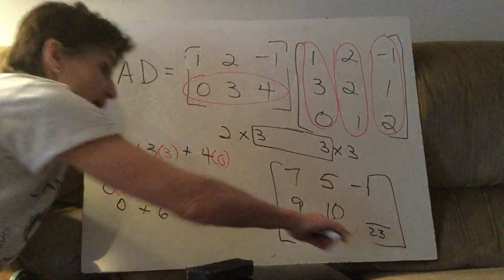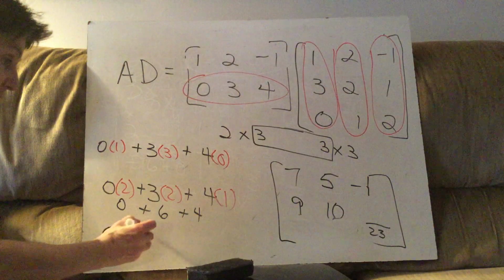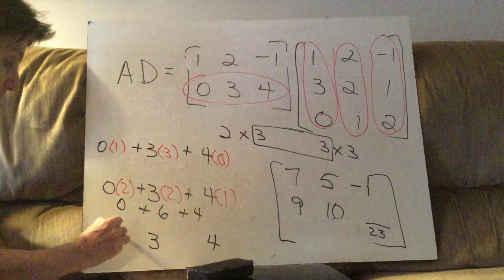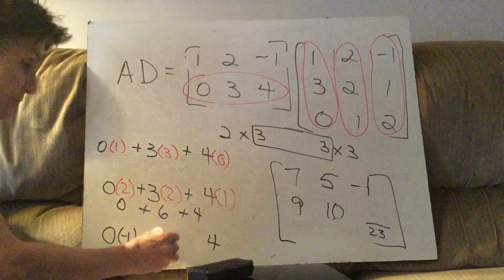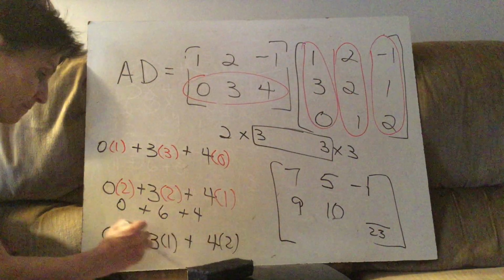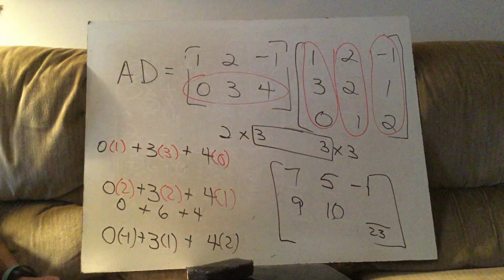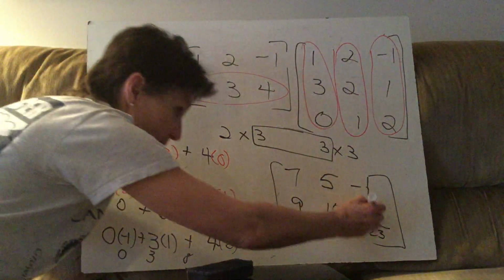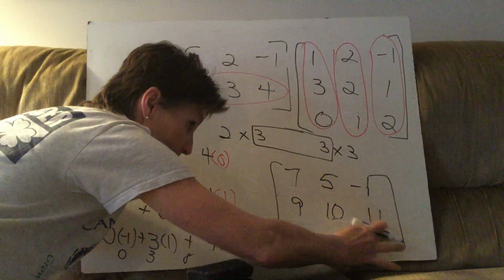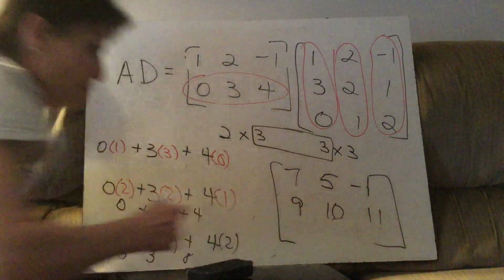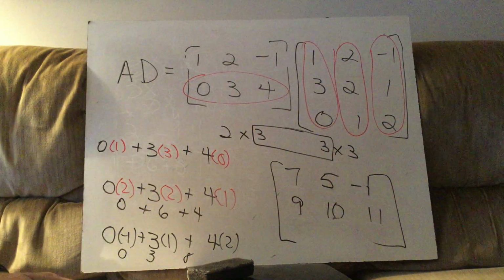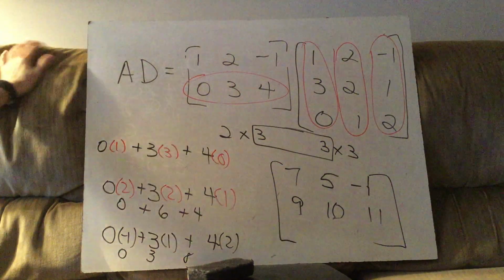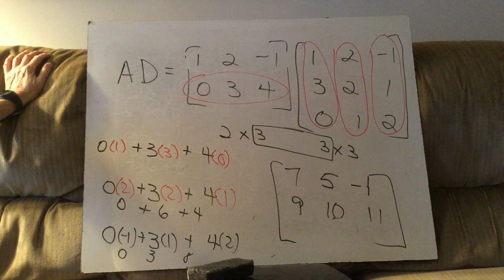And finally, second row, third column. So there's my 0, 3, and 4 again, second row. Third column, negative 1, 1, 2. So I have 0, 3, and 8, so that's 11. And there it is. We multiplied A times D.